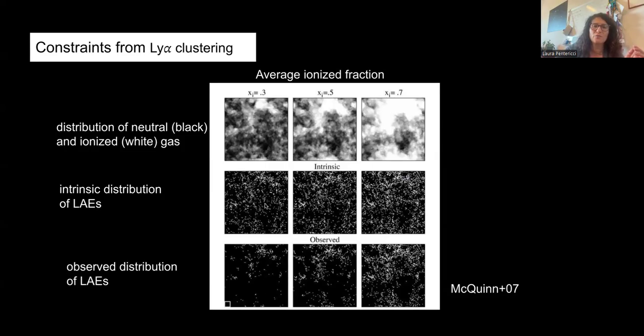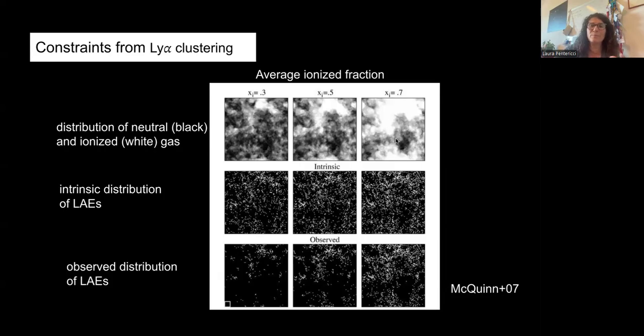So even if you have Lyman alpha emitters, intrinsically you will not see them. You only see Lyman alpha emitters where the gas is already ionized. For example, in the leftmost column, there's this top region that is white, and this is precisely where in the bottom panel you still see Lyman alpha emission.